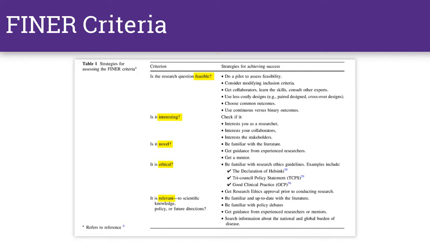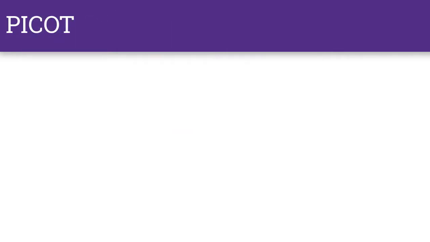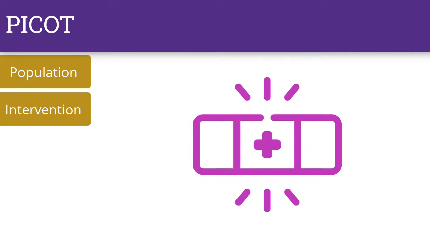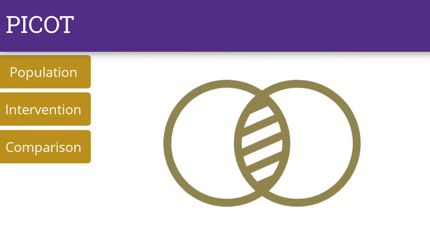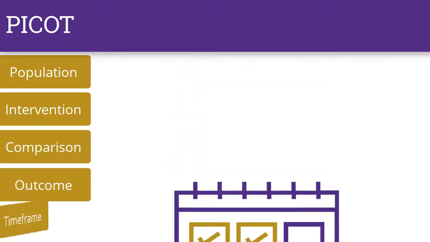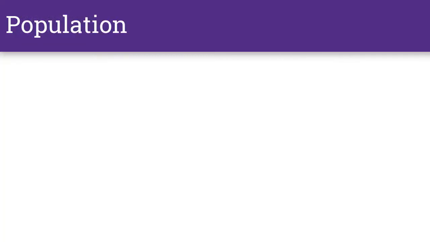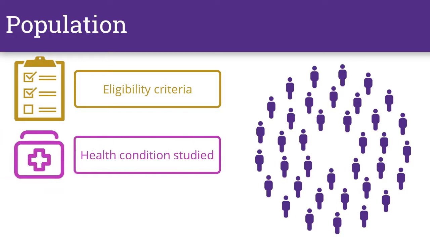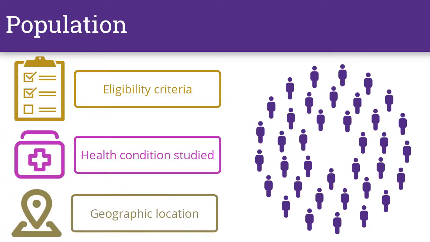Another approach to forming quantitative research questions is the PICO approach. The PICO approach requires the researcher to specify the patient population of interest, the intervention of issue or interest, comparison with another intervention, outcome of interest, and a time frame. A description of the population may include any relevant eligibility criteria, disease or health condition studied, and geographic location.